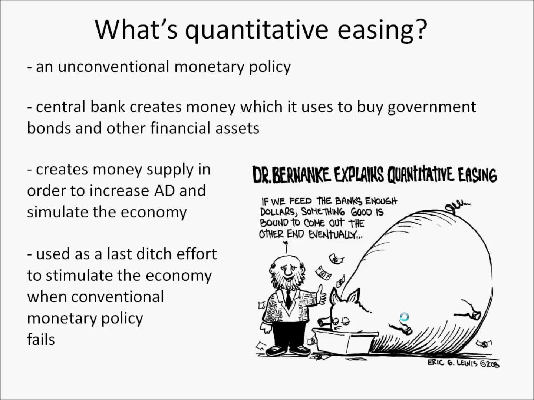Now, you may be asking, what is quantitative easing? It is an unconventional monetary policy whereby the central bank creates money which it uses to buy government bonds and other financial assets. It creates money supply in order to increase AD and stimulate the economy. It is considered by many to be a last-ditch effort to stimulate the economy when conventional monetary policy fails, and in this case, the global recession.